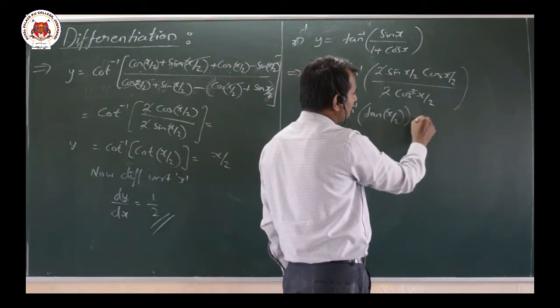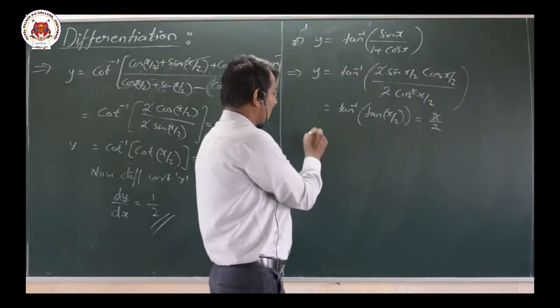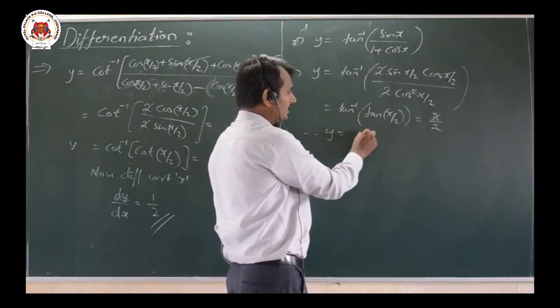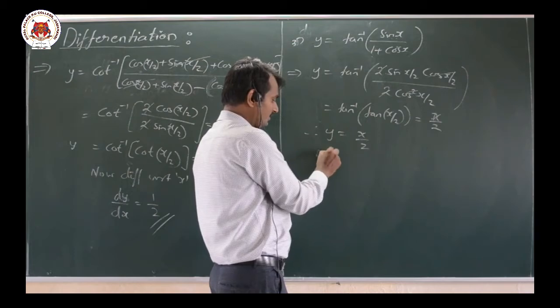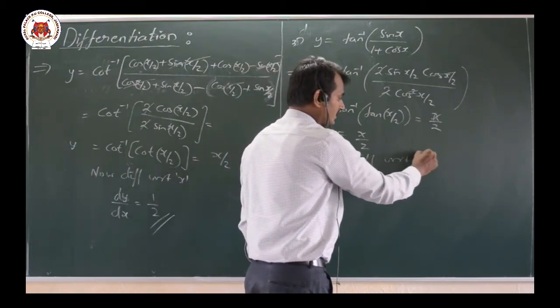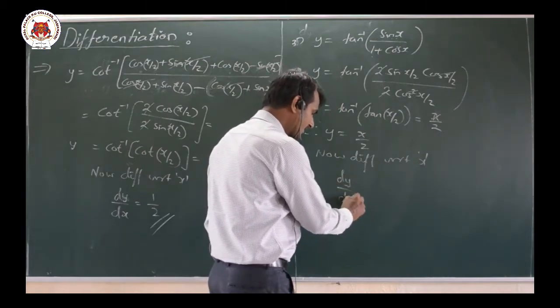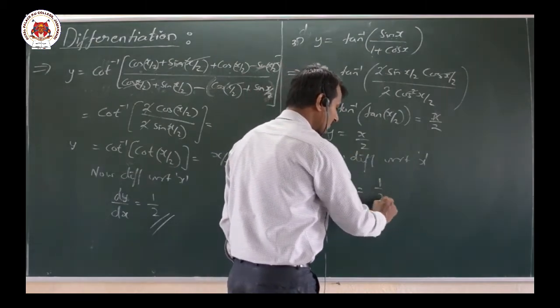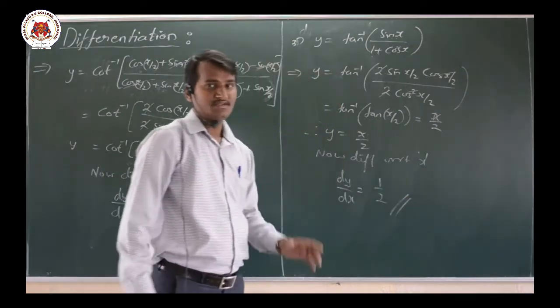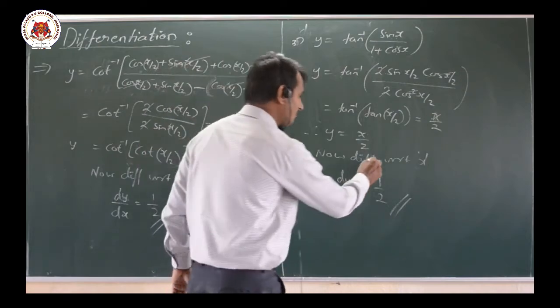Which is equal to, what is the remaining part here? Again x by 2. So therefore, y is equal to x by 2. Now differentiate with respect to x here. Now see what we get: dy by dx equal to, x differentiation is 1, and we get the value as 1 by 2. Very very simple, clear and easy example here.